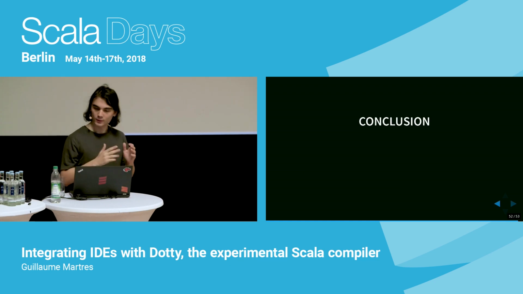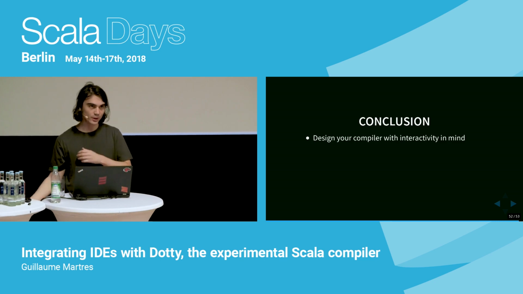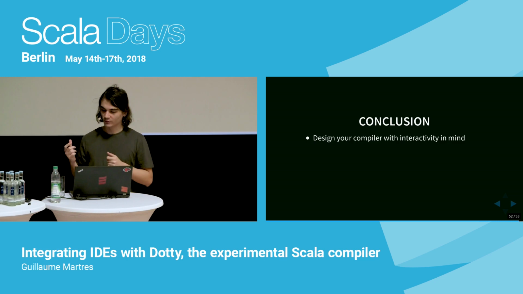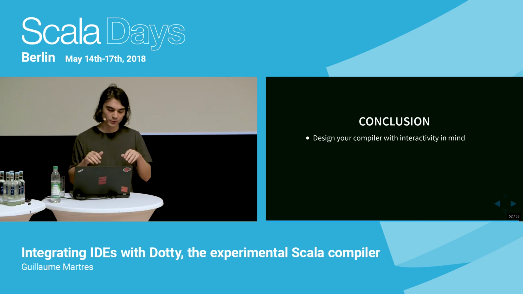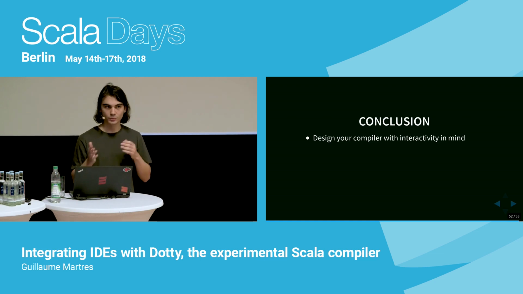So to conclude, I think it's important to have interactivity in mind when designing a compiler, because there's lots of little things that matter. For example, when you're in an IDE, most of the time the code you're writing is not going to compile or even type check, because there are going to be syntax errors. But you still want things like go to definition to work more or less reliably, which means you need your parser to be tolerant to errors and recover from these errors.